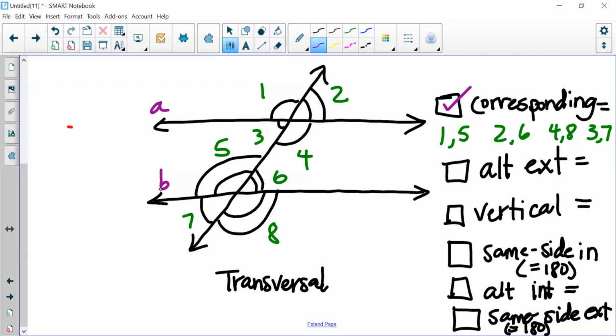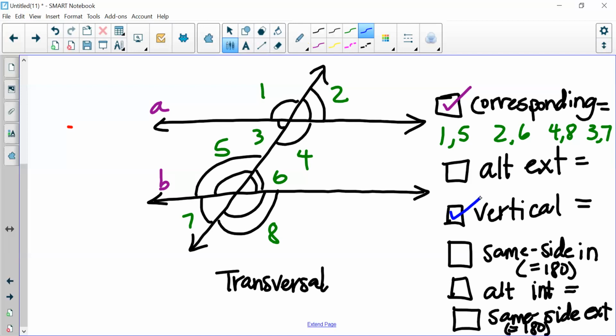Let's talk about vertical, okay? Vertical. Ms. Grubbs, you skip alternate exterior. I know, I'm gonna come back to it, okay? Let's talk about vertical angles. Remember, vertical angle, okay, is where it crosses. Ms. Grubbs, you said it looks like an X. It does, y'all. Sometimes your X will be slightly slanted, okay? But it means they only have one point or vertex in common, okay?